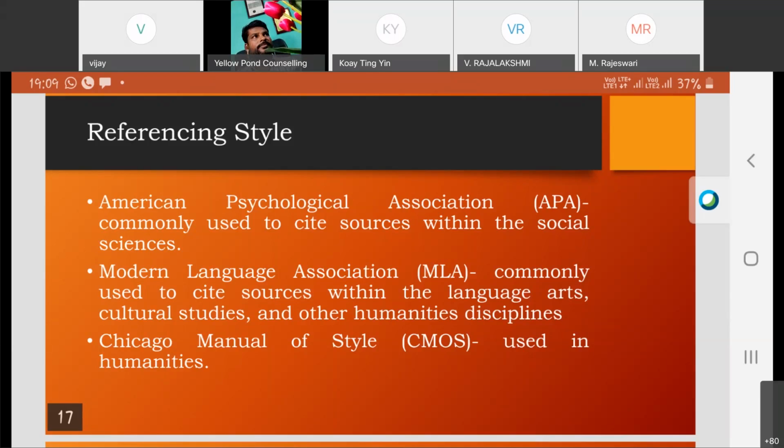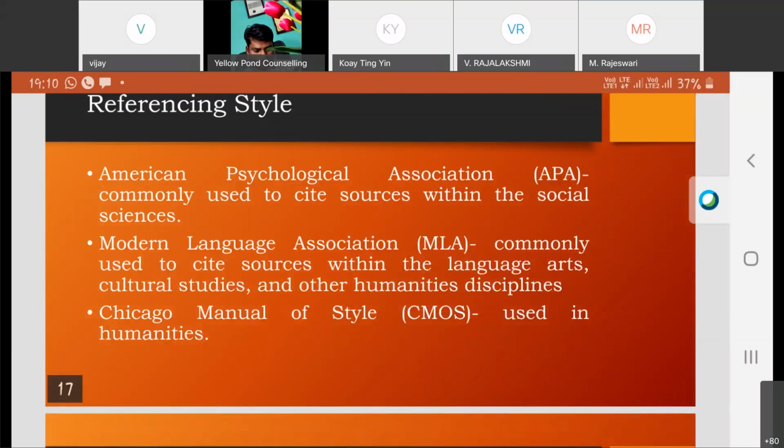Then what about the Chicago Manual of Style? Simply we can call it CMOS, which is used in the humanities area. Then we have some other referencing styles also. Actually, I have given the three materials to the core member. Kindly use it.